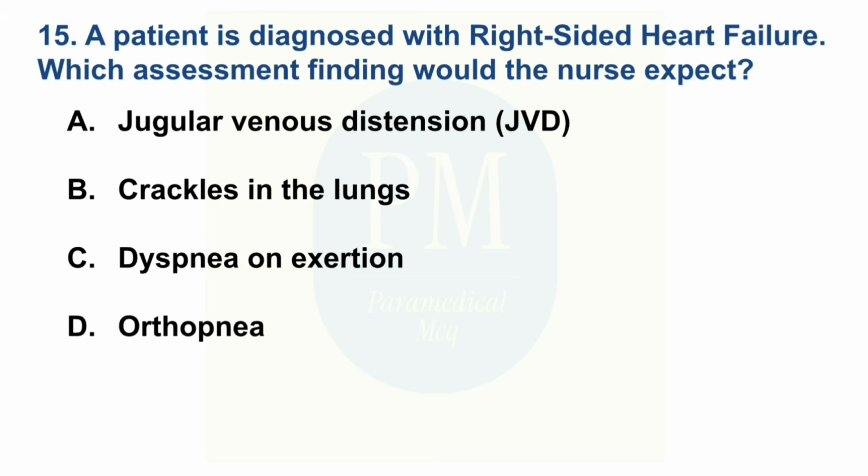A patient is diagnosed with right side heart failure. Which assessment finding would the nurse expect? Option A, jugular venous distension, JVD; option B, crackles in the lungs; option C, dyspnea on exertion; option D, orthopnea. The correct option is option A, jugular venous distension, JVD.